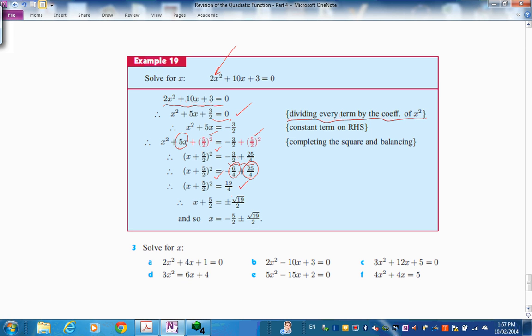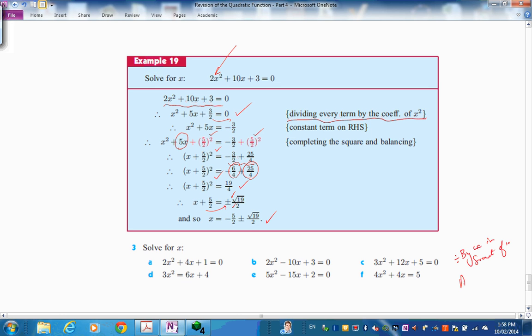And you can take the square root. Remember, plus or minus the square root. Root 19 on 2. And take away 5 over 2. So 2 answers there. Neg 5 over 2 plus root 19 on 2. And neg 5 over 2 take root 19 on 2. So don't forget, you must divide by the number in front of x, or the coefficient of x, first of all, to reduce it back to the standard completion of the square type.